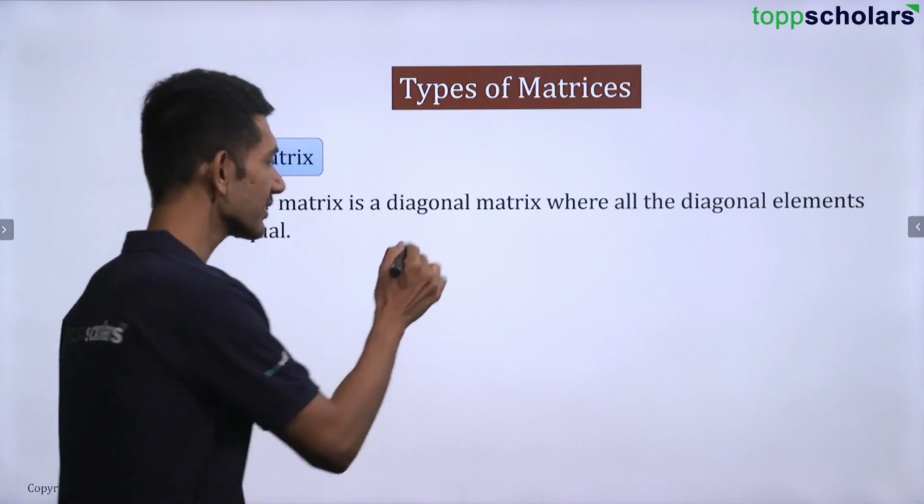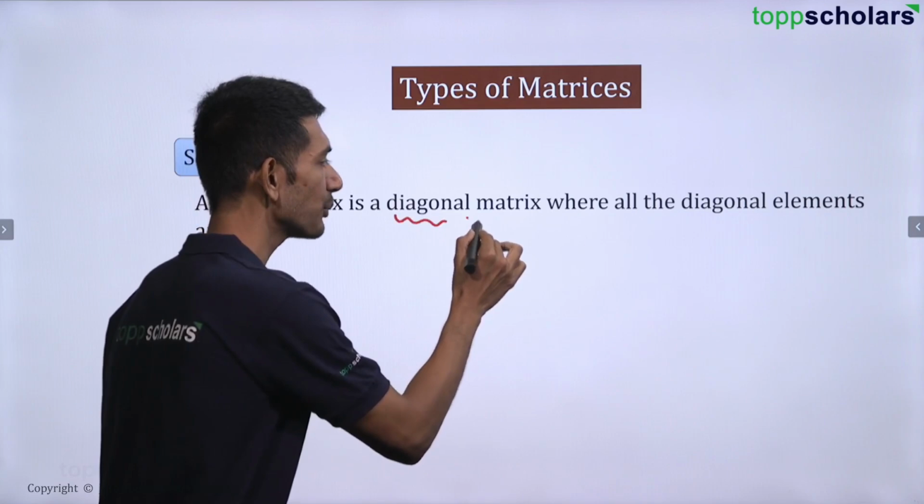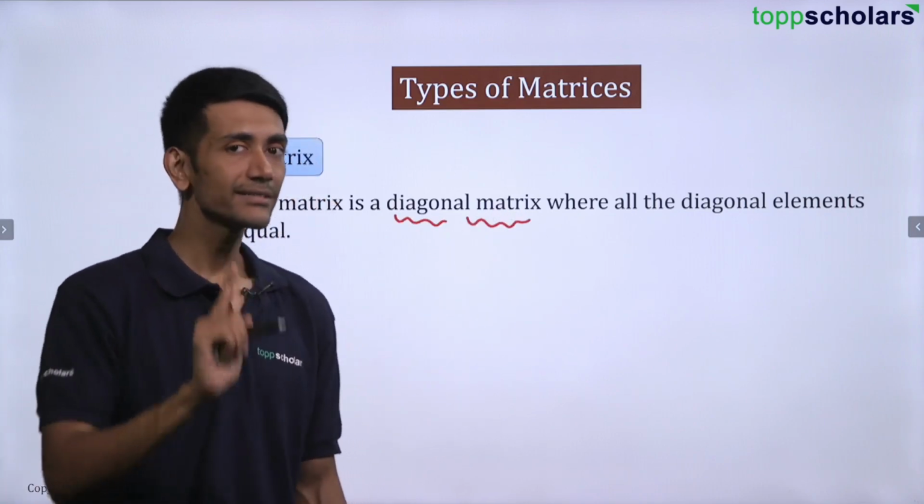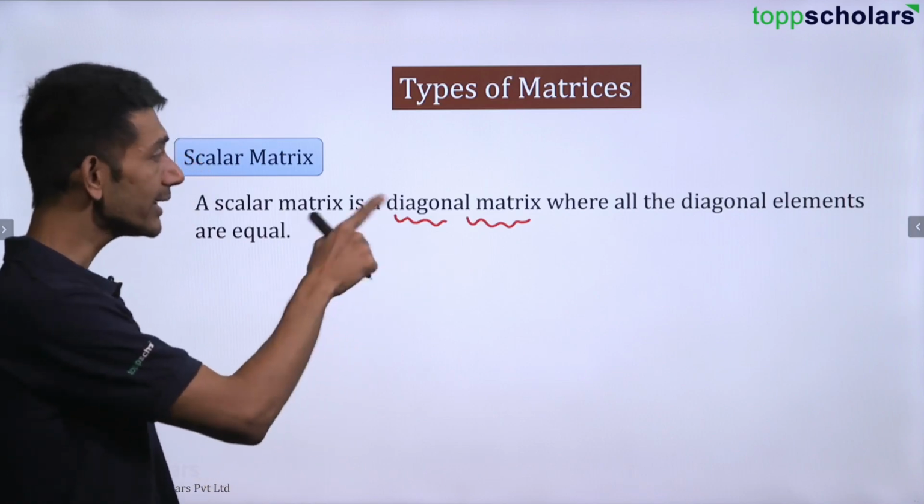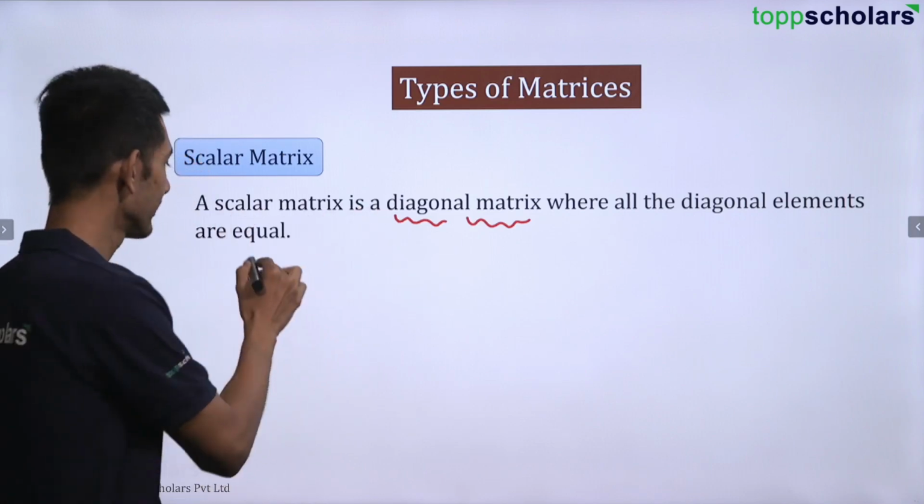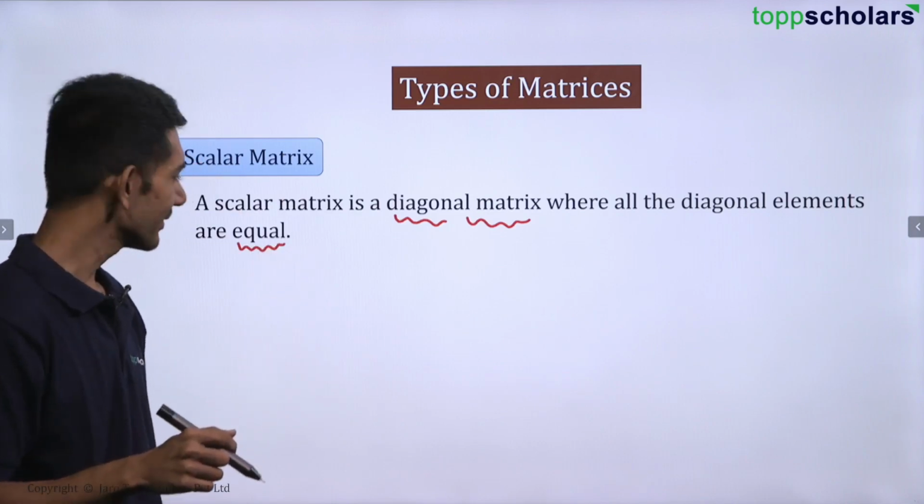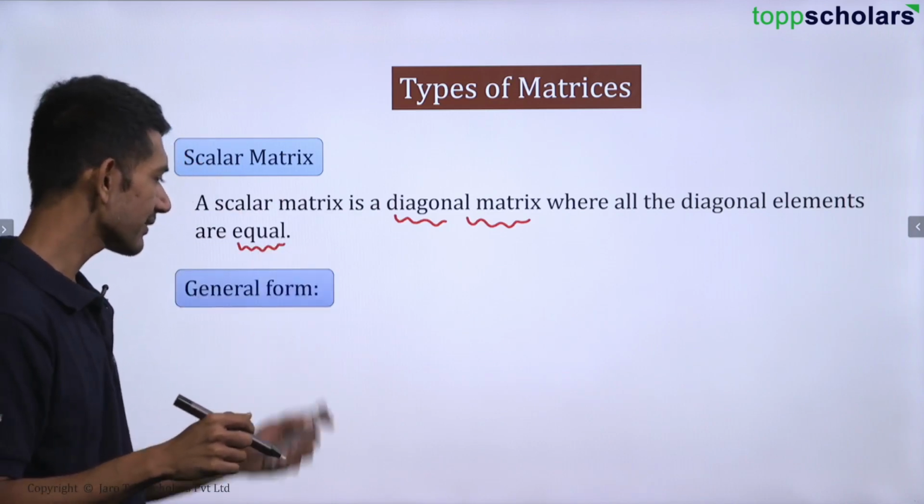So the condition is that a scalar matrix has to be a diagonal matrix. That means the non-diagonal elements are 0 firstly, and all the diagonal elements are equal. All the diagonal elements are equal. Simple, isn't it? So for that, let us see the general form.